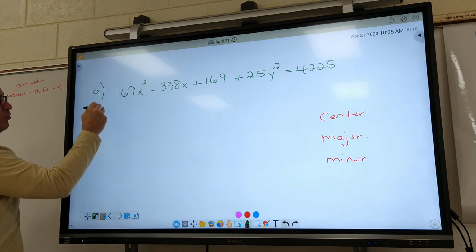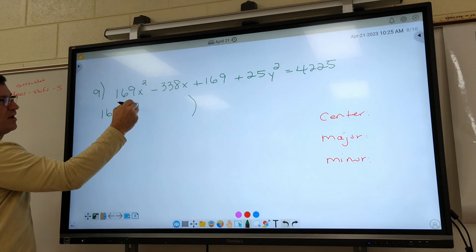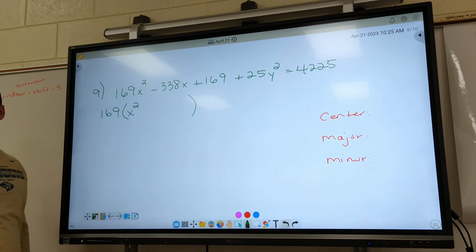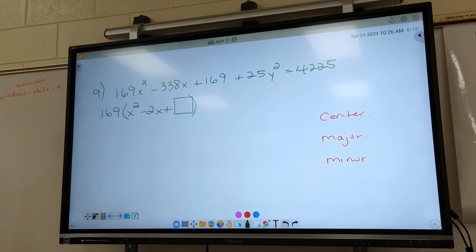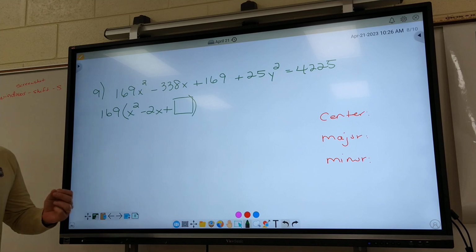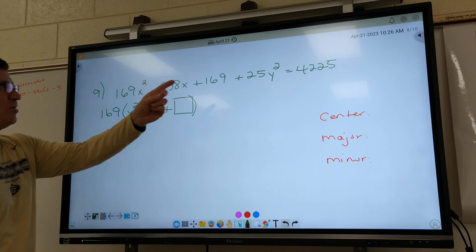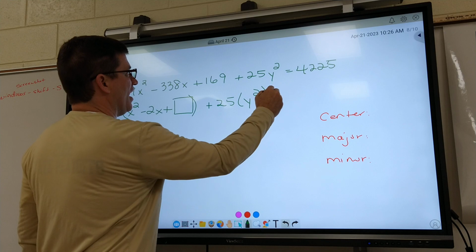So let's start putting 169 in front of my group for my x's. I get an x squared there. What's 338 divided by 169? I hope it's 2. Somebody divide it and check. It is 2. Then my box. So just like the circle stuff, right? What do we divide the y's by? 25. Now, hold on. I don't see a group for the y's. There's only one number that's got a y. So we'll just put 25 in front of y squared like that.